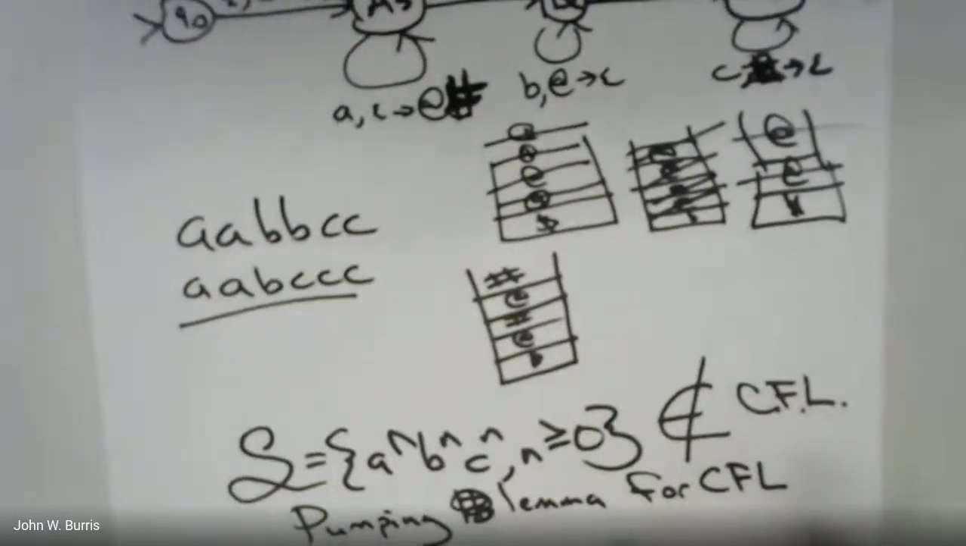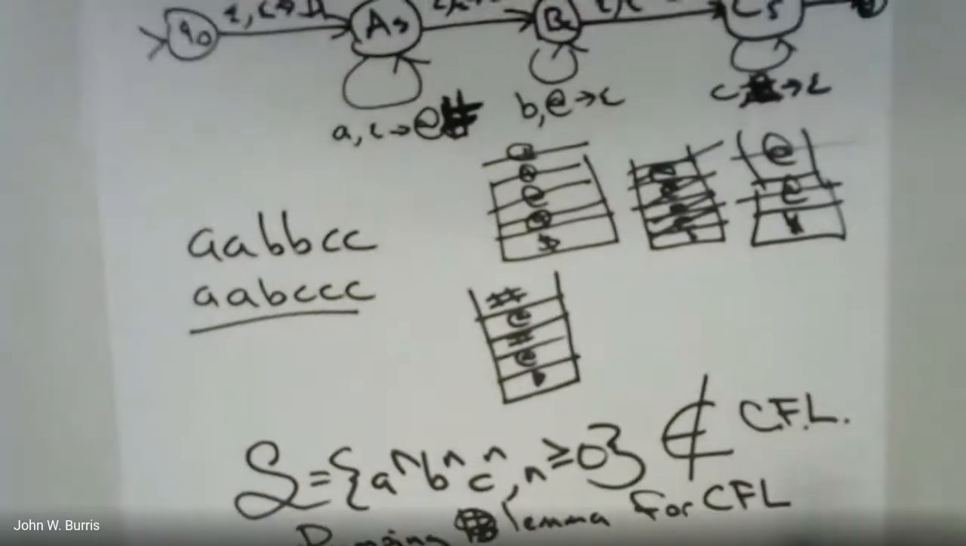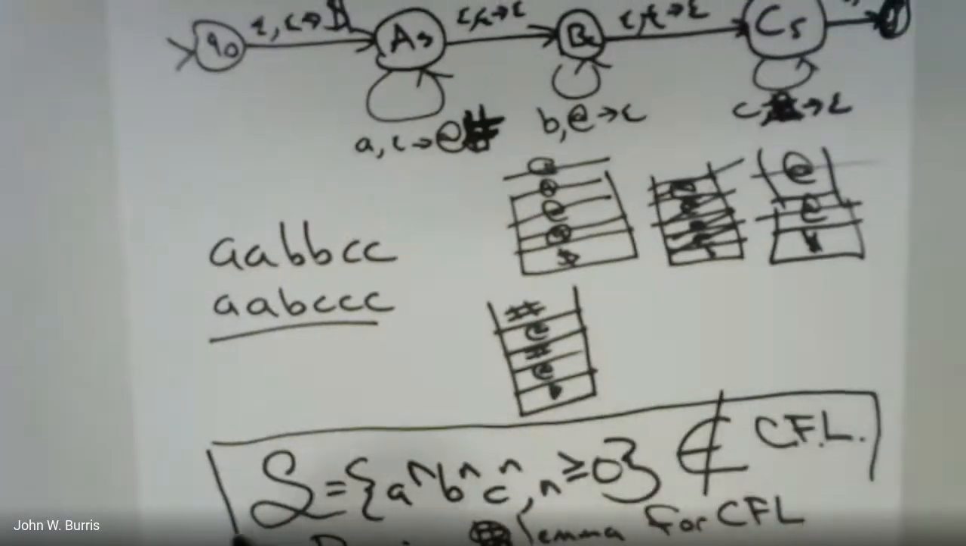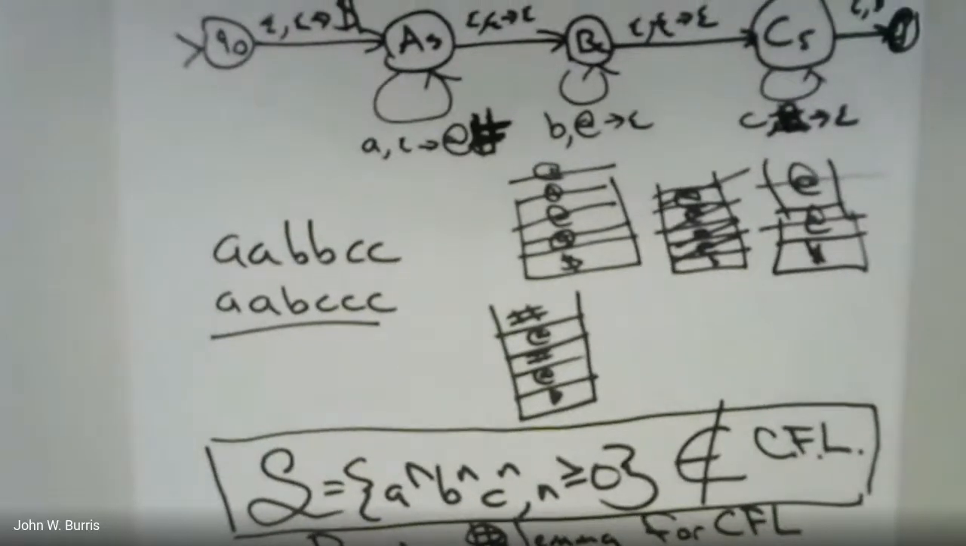Because remember, not being able to doesn't prove anything. But I am telling you this. I'm telling you that the language A to the N, B to the N, C to the N is not context-free, because we're going to fail. Now, we're still a couple of videos away from being able to show that beyond a shadow of doubt, proving that A to the N, B to the N, C to the N is not context free.